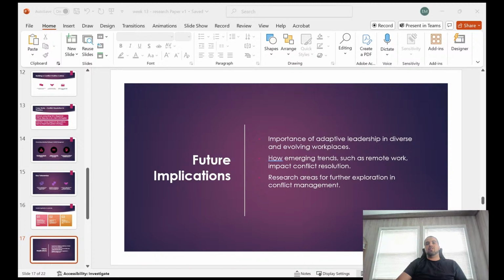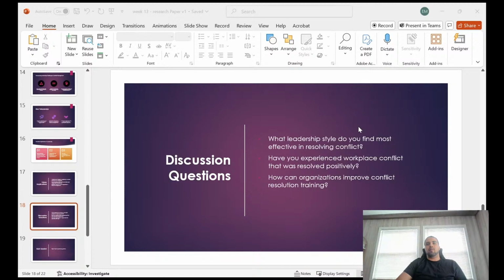The future implication is that as workplaces evolve, so do conflict resolution approaches. Remote work, diverse teams, and technological advancements present new challenges for leaders. Future research should explore how AI and digital collaboration tools can aid in conflict management. Leaders must remain adaptable, continuously refining their skills to meet the demands of an ever-changing work environment.